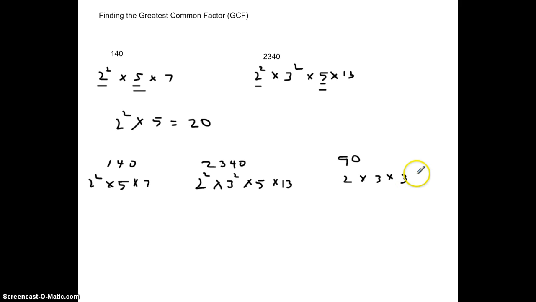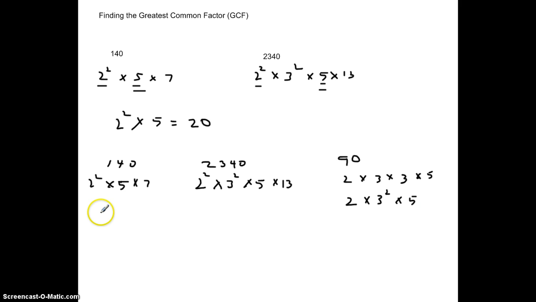So you could do this using a factor tree. But you get a prime factorization of 2 times 3 times 3 times 5, or 2 times 3 to the second times 5.